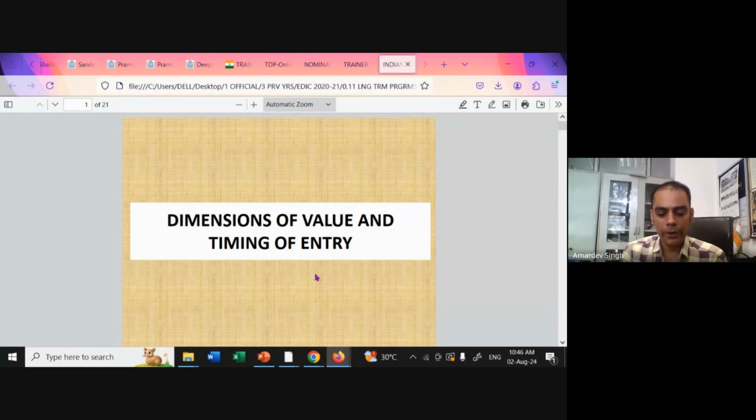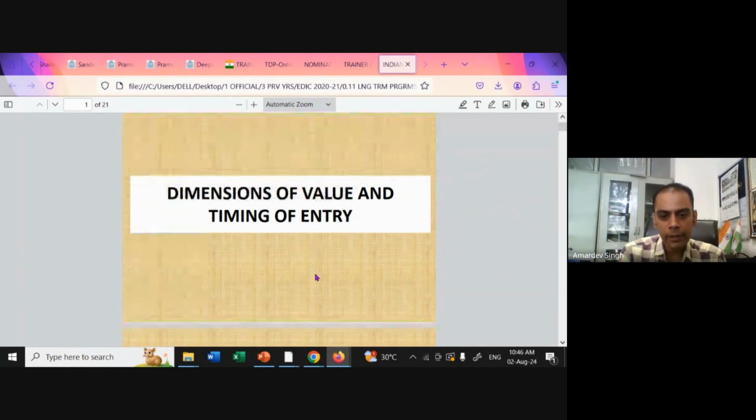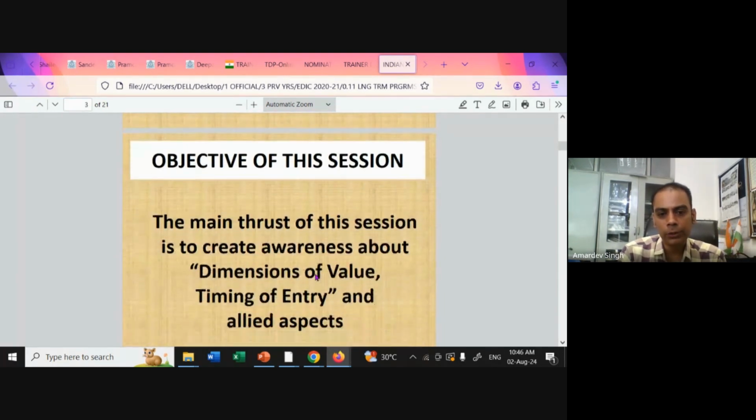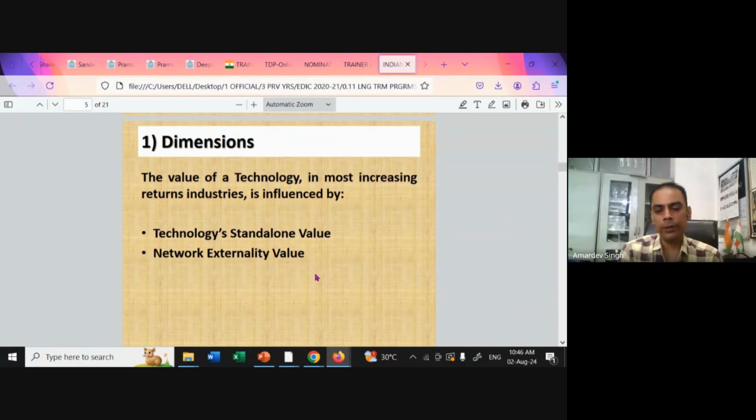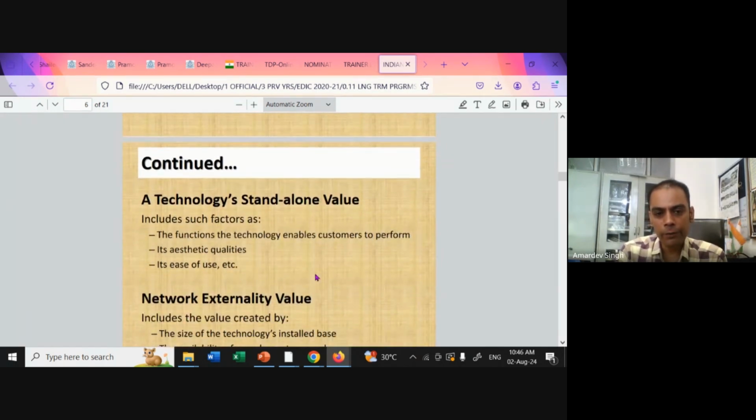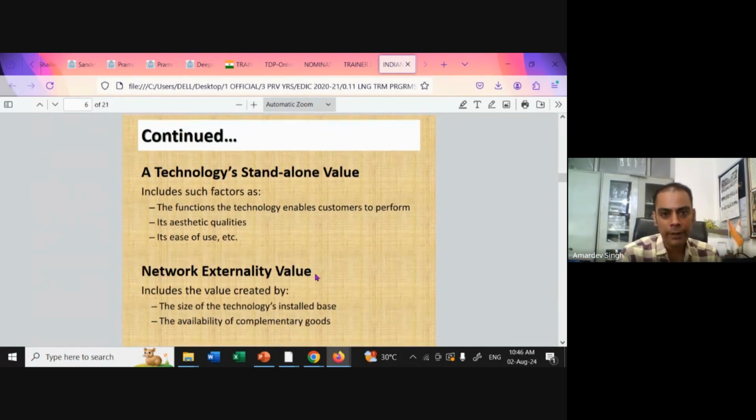So when we say technology adoption parameters, the factors impacting the adoption of a particular technology, they are important from the perspective of dimensions of value also. Like the value of technology in most increasing return industries is influenced by technology standalone value, and another one is network externality value. When we refer to the standalone value, what value the technology is offering on its own, these are the functions the technology enables the customers to perform, and its aesthetic quality, appearance, and its ease of use.